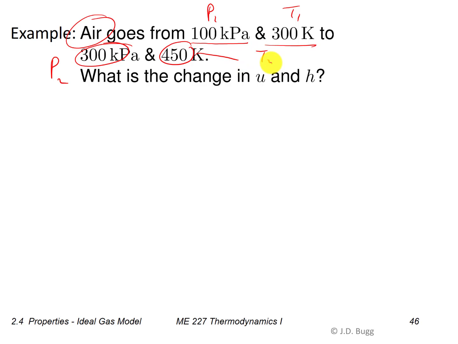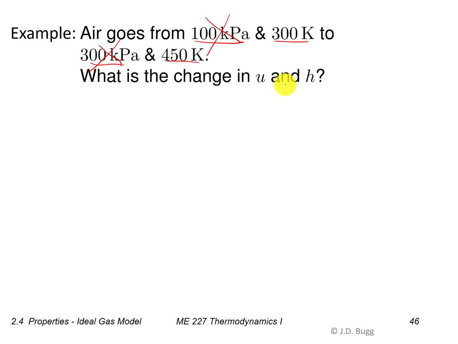So we're going from state 1 to state 2, and the question is just, what is the change in internal energy and enthalpy? Well, the first thing to realize here, and this is something we want to get used to with ideal gases, this problem statement has given pressure and temperature, so P and T, at both ends of this process. Well, realize that the pressure has nothing to do with this problem.